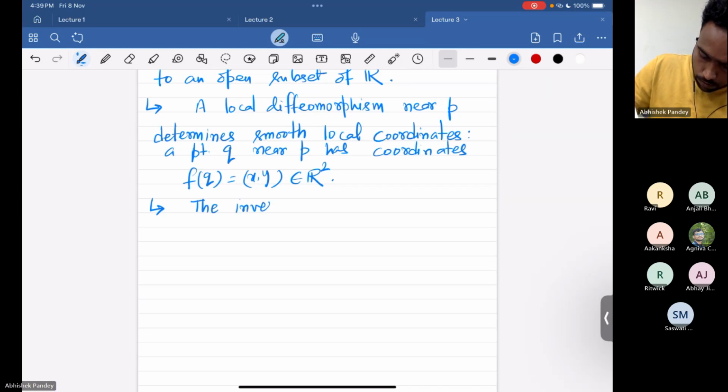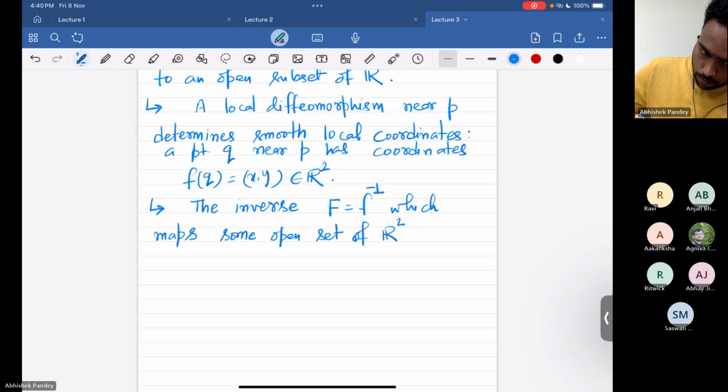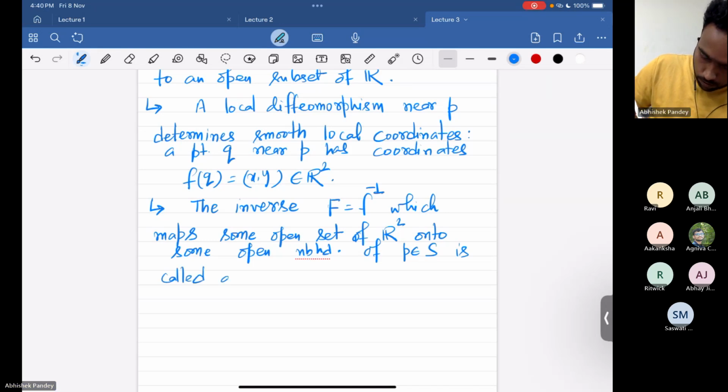The inverse, capital F inverse, is nothing but a map from some open set of R2 onto some open neighborhood of P, obviously belonging to S. So this is called a local parameterization.